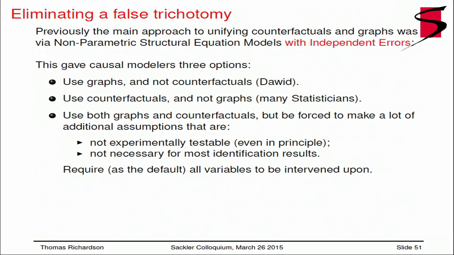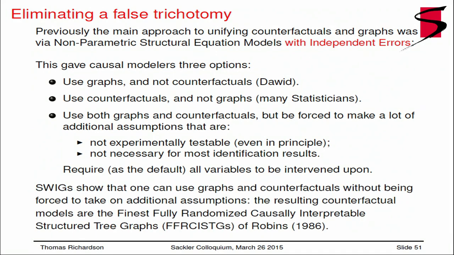And also it requires that all variables can be intervened on. These graphs that I've shown you here are just a slight modification of the previously used graphs, and we can still apply d-separation to them. They finesse these problems, and they're associated with a well-known prior counterfactual model, the easy to pronounce finest fully randomized causally interpretable structured tree graphs, or FFRCISTGs, of Robins, 1986.